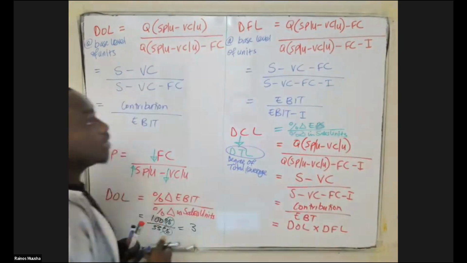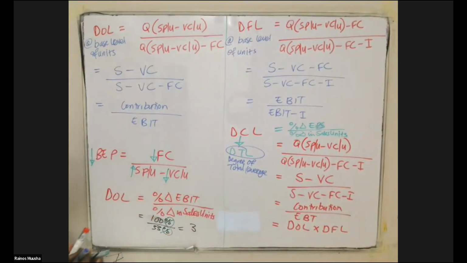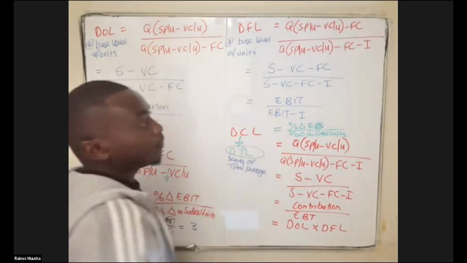Your degree of combined leverage can also be given as your percentage change in earnings per share divided by your percentage change in sales units. So this can also give you the degree of combined leverage.